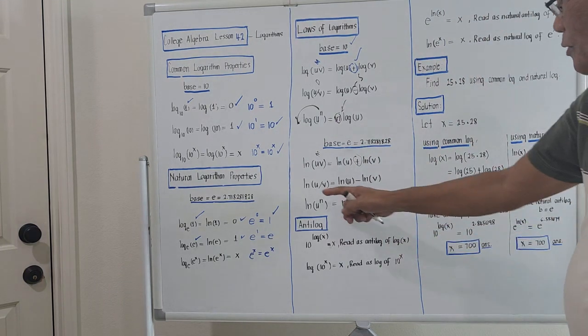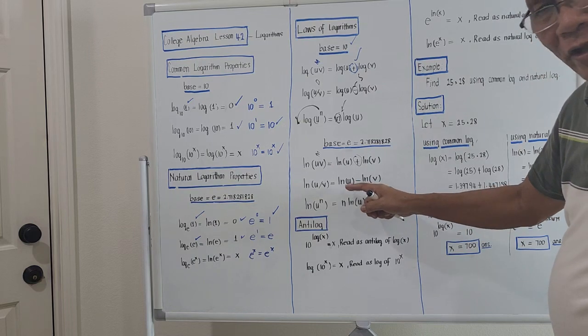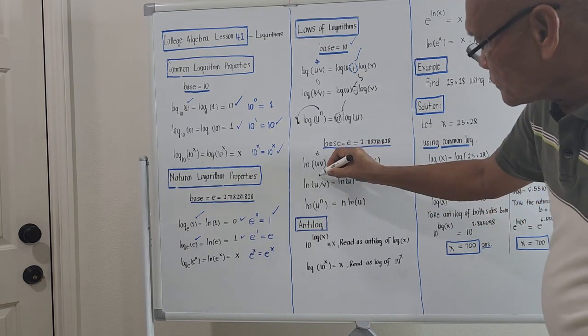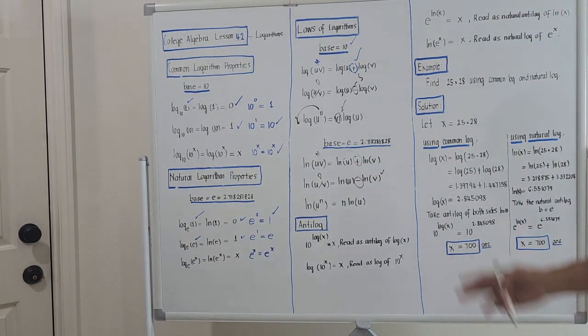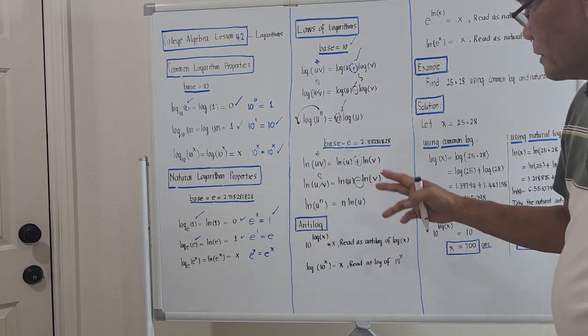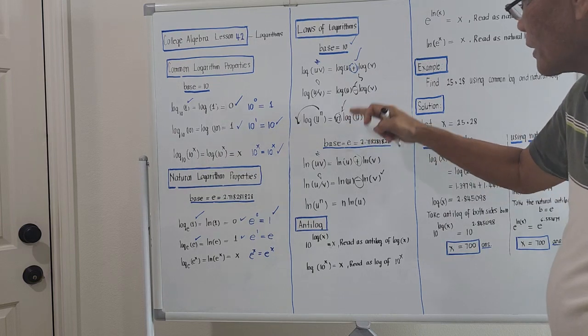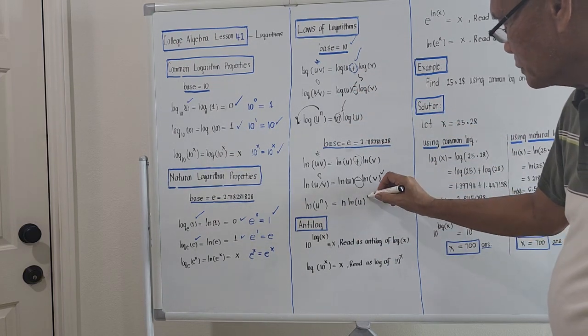Okay? The natural logarithm of the quotient will be the natural logarithm of the numerator minus the natural logarithm of the denominator. So if this is division, this should be subtraction. Okay? The same. The natural logarithm of u to the n is the same as this one, except that the logarithm is different. It should be n times the natural logarithm of u.